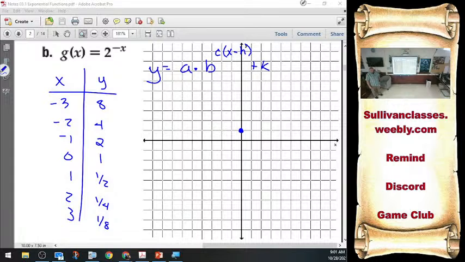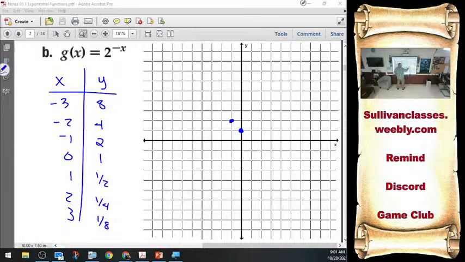Remember transformations. Now I have to call it a c because b is my base, but what does that c spot do in transformations? That's grouped with the x. Horizontal stretch, compression, and reflection. So you take your powers of 2 and you just reflect them. Instead of going that way, I'll go this way.